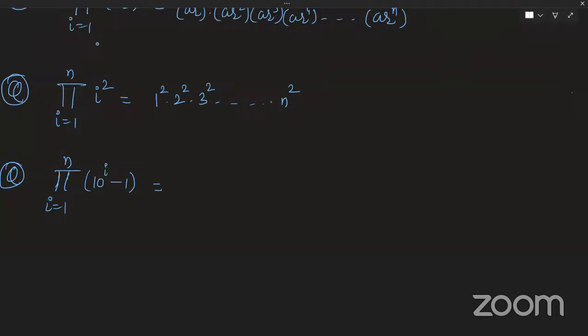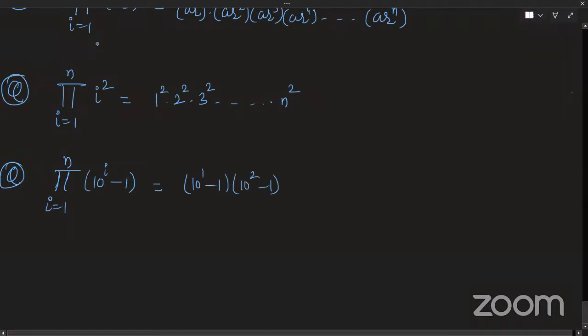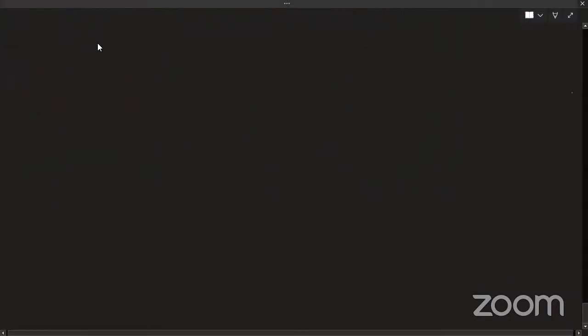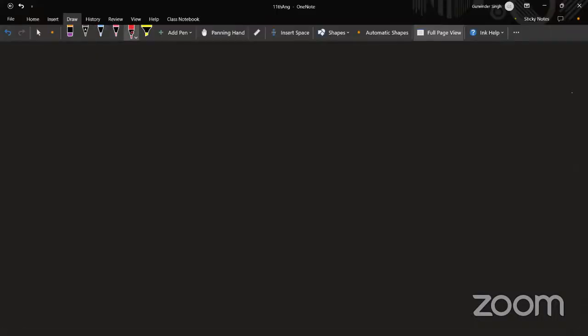So now can you tell me what it means? 10 power 1 minus 1, 10 square minus 1, 10 cube minus 1, so 10 power n minus 1. So now you have clearly understood what is meant by the terms, right? Yes. Okay, great. I wanted to teach you this nomenclature because many times it is useful.